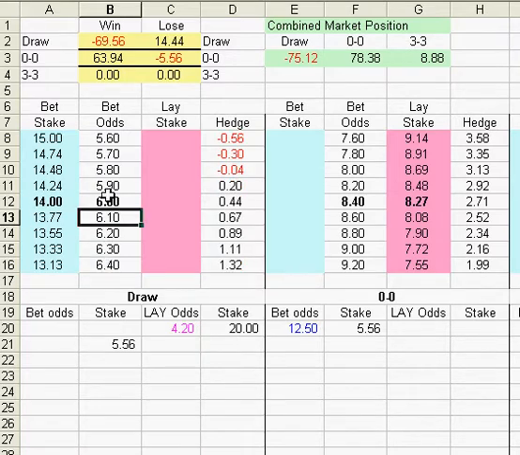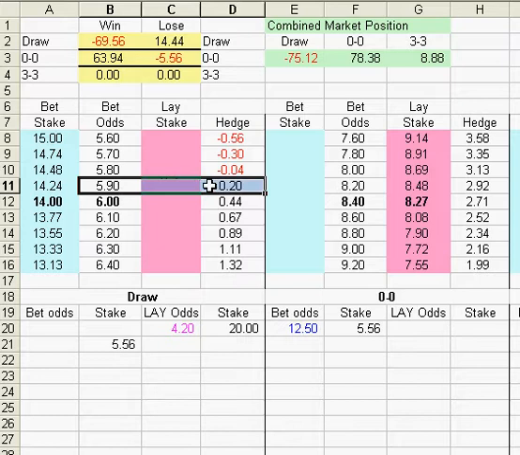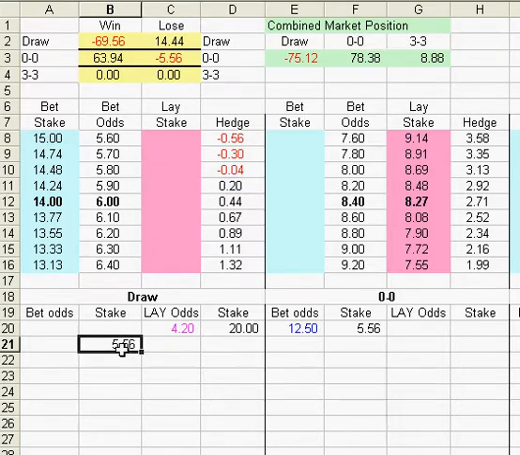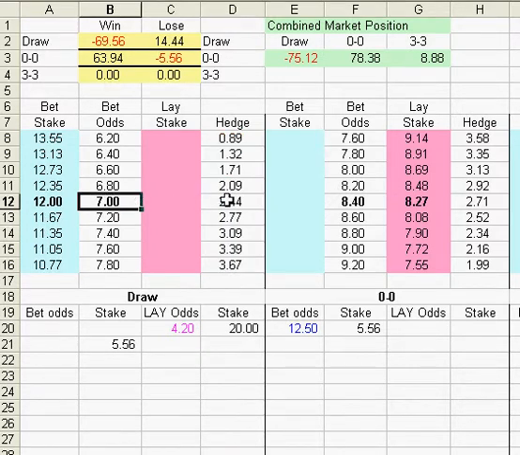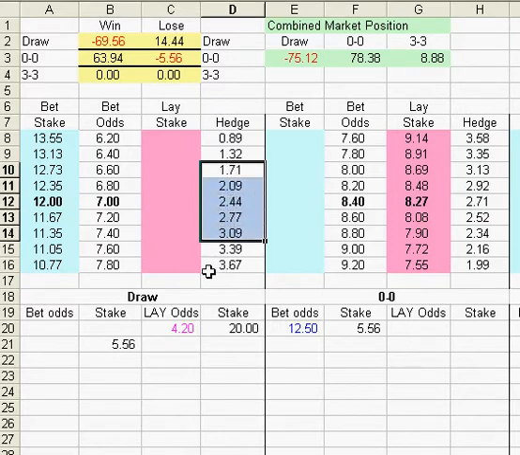Now if we put odds of 6 in, we can see that to start getting into profit we need odds of 5.9 in order to cover that losing bet, and if we've laid at 4.2. So if the odds get up to 7, for instance, we start to make more profit.